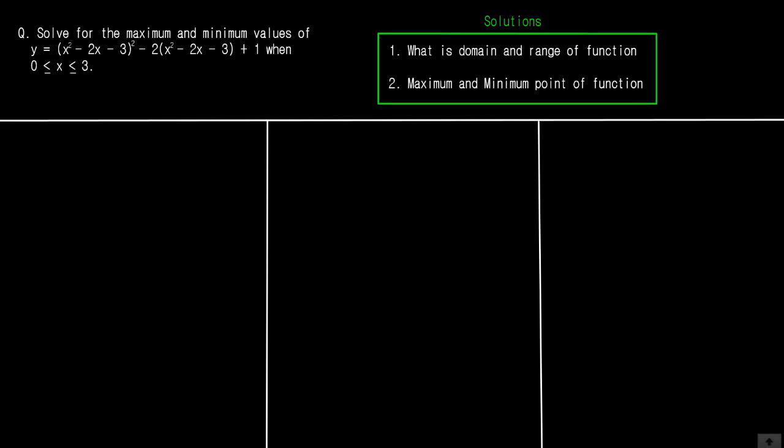Find the maximum and minimum values of y = (x² − 2x − 3)² − 2(x² − 2x − 3) + 1 when x is greater than or equal to 0 and less than or equal to 3. So let's think about what the maximum and minimum point is in a quadratic function.